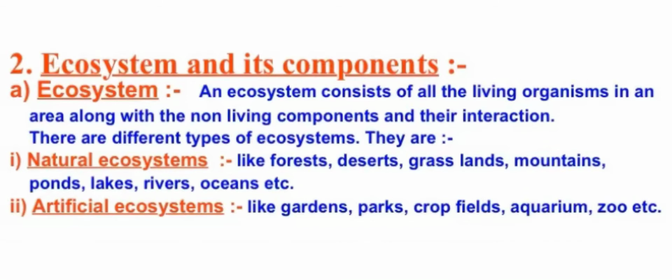Now the types of ecosystems are: the first one is natural ecosystems, for example forest, deserts, grasslands, mountains, ponds, lakes, rivers, ocean, etc. And artificial ecosystems like garden, parks, crop fields, aquarium, zoo, etc.